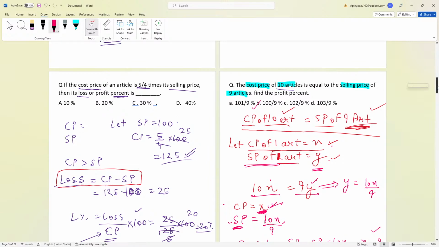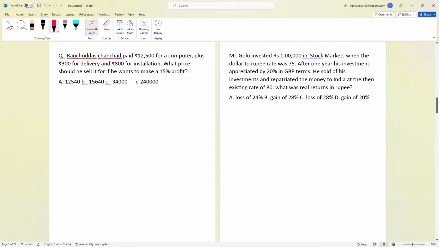Okay, now let us move ahead with the next question. So now here is the question we have. Now you might all have seen the movie Three Idiots. Okay, in that we have Ranchhoddas Chanchad, and now he paid 12,500 for a computer, and he also paid 300 rupees for delivery, 800 rupees for installation. What price should he sell if he wants to make a profit of 15%? 1 minute to go. Your time starts now.